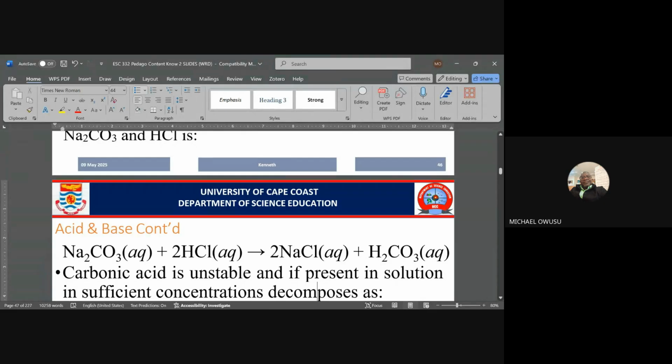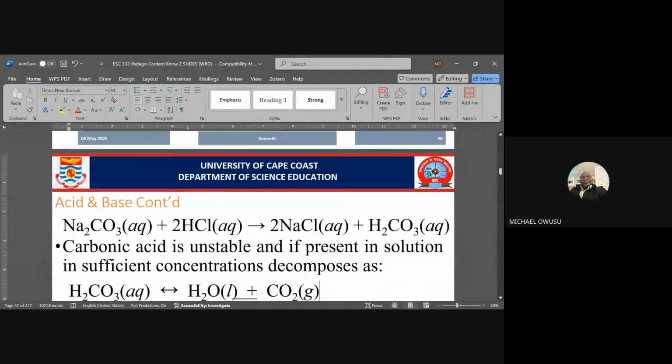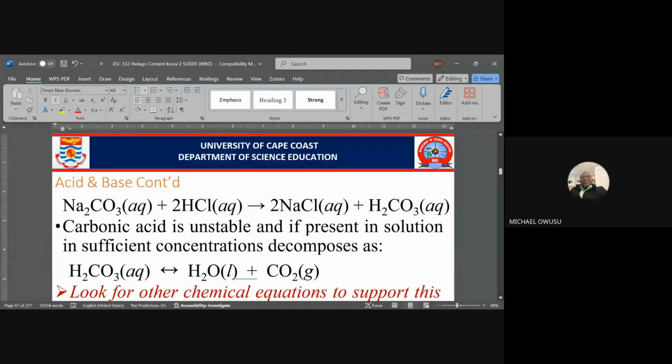Carbonic acid is unstable, and if present in solution in sufficient concentration of what? Sufficient concentration of what? No, that is not what we are talking about. If it has sufficient concentration of the acid, it will then decompose as this, and this is what our lady was explaining. But you were rather giving us the reagents that it will use, which of course is correct.